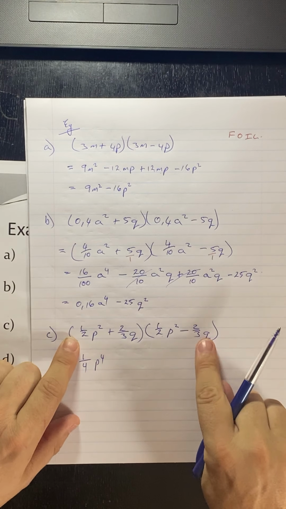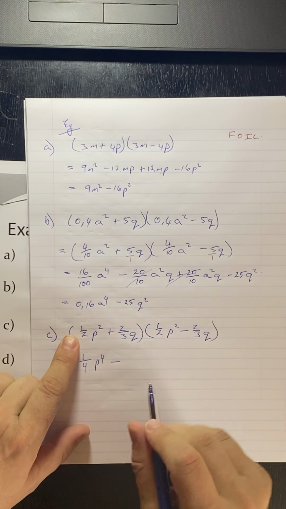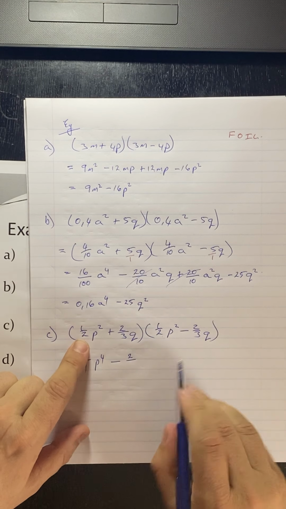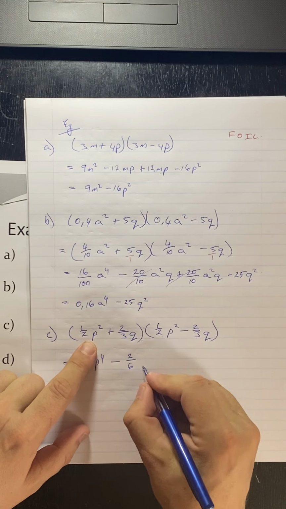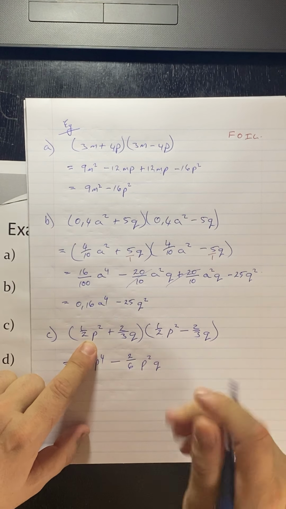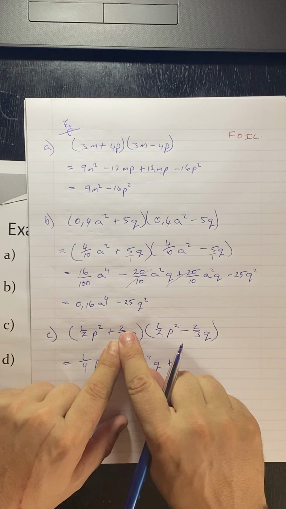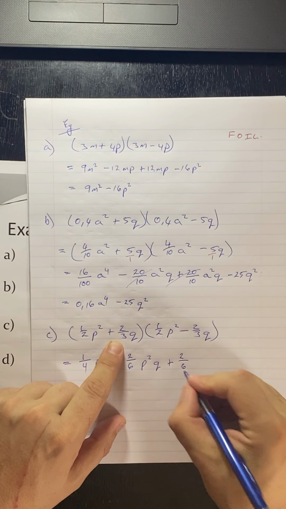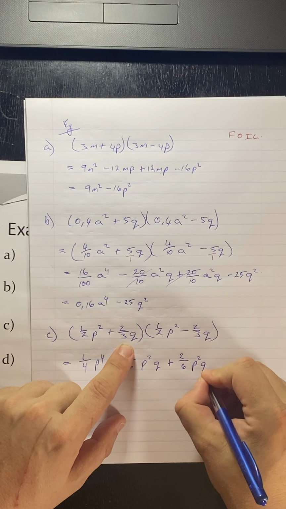Now I'm going to do the outers. So that's a positive times a negative is a negative. Top with top, 1 times 2 is 2 over 2 times 3 is 6. P squared q. Do the inners. Okay, so it's going to give us a positive. 2 times 1 is 2. 3 times 2 is 6. And we got q p squared, alphabetically p squared q.